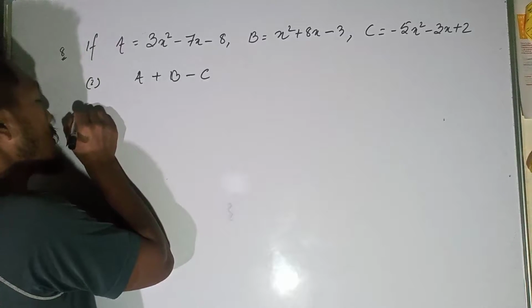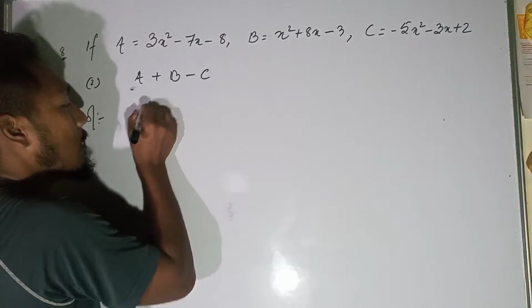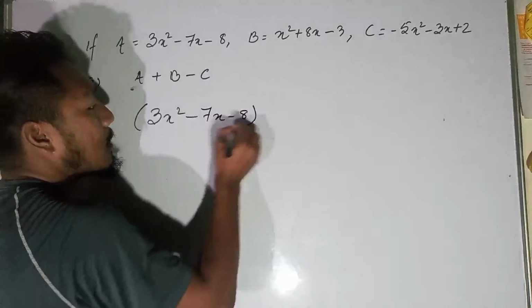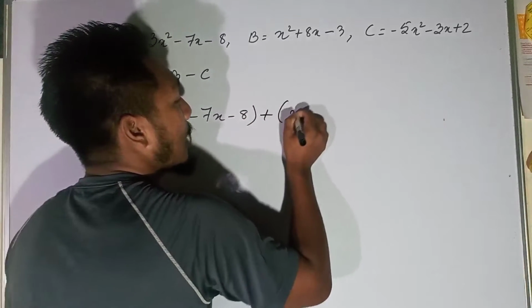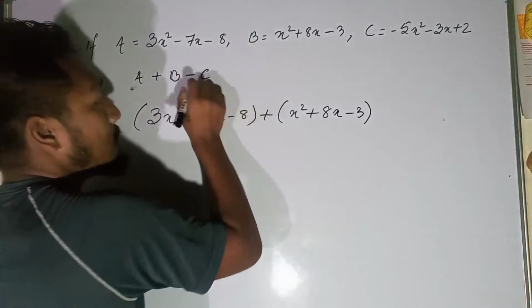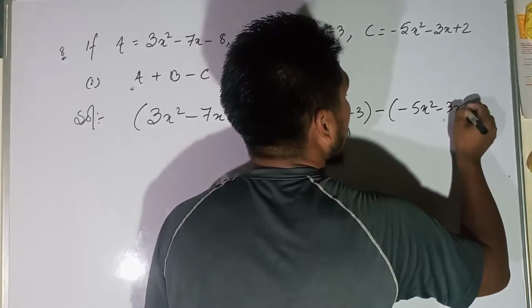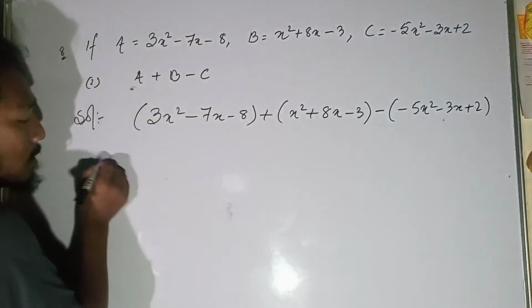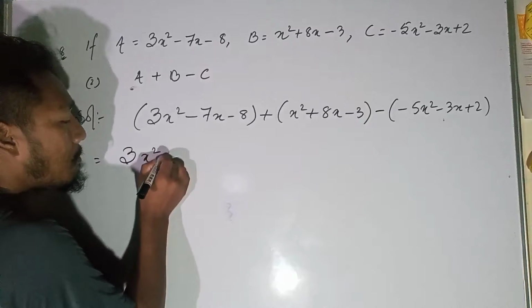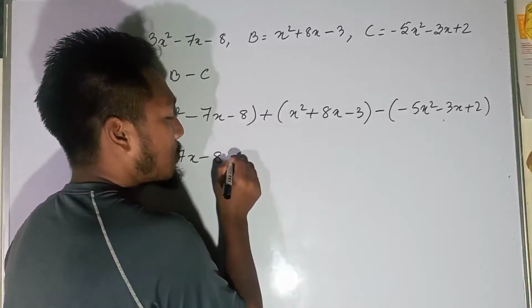Okay, so solution here. So a, that means what is our a? In place of a, I will write this one: 3x squared minus 7x minus 8. Then plus we have x squared plus 8x minus 3, in place of b. Then we have minus, so after that, b minus, then minus 5x squared minus 3x plus 2. Okay, in front of this bracket we don't have any sign, so just write the same numbers, minus 7x minus 8.